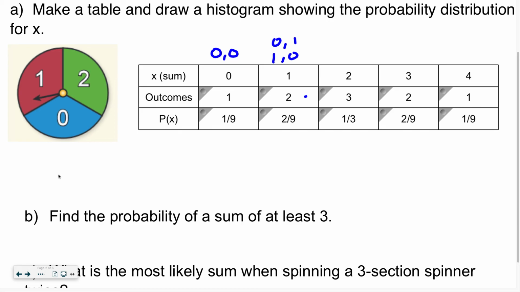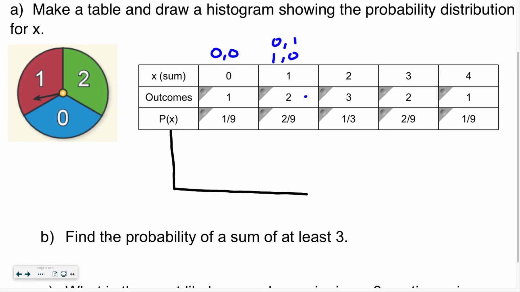Okay, here's what a histogram is. It's kind of like a bar graph, but it's a little bit different. Okay, so I'm going to have a horizontal and a vertical axis. On the horizontal axis, you're going to list out your possible outcomes. So they're the different values for your random variable. Our random variable, remember, x was the sum of spinning the spinner twice. So our sums were 0, 1, 2, 3, and 4. You put the outcomes on the horizontal.